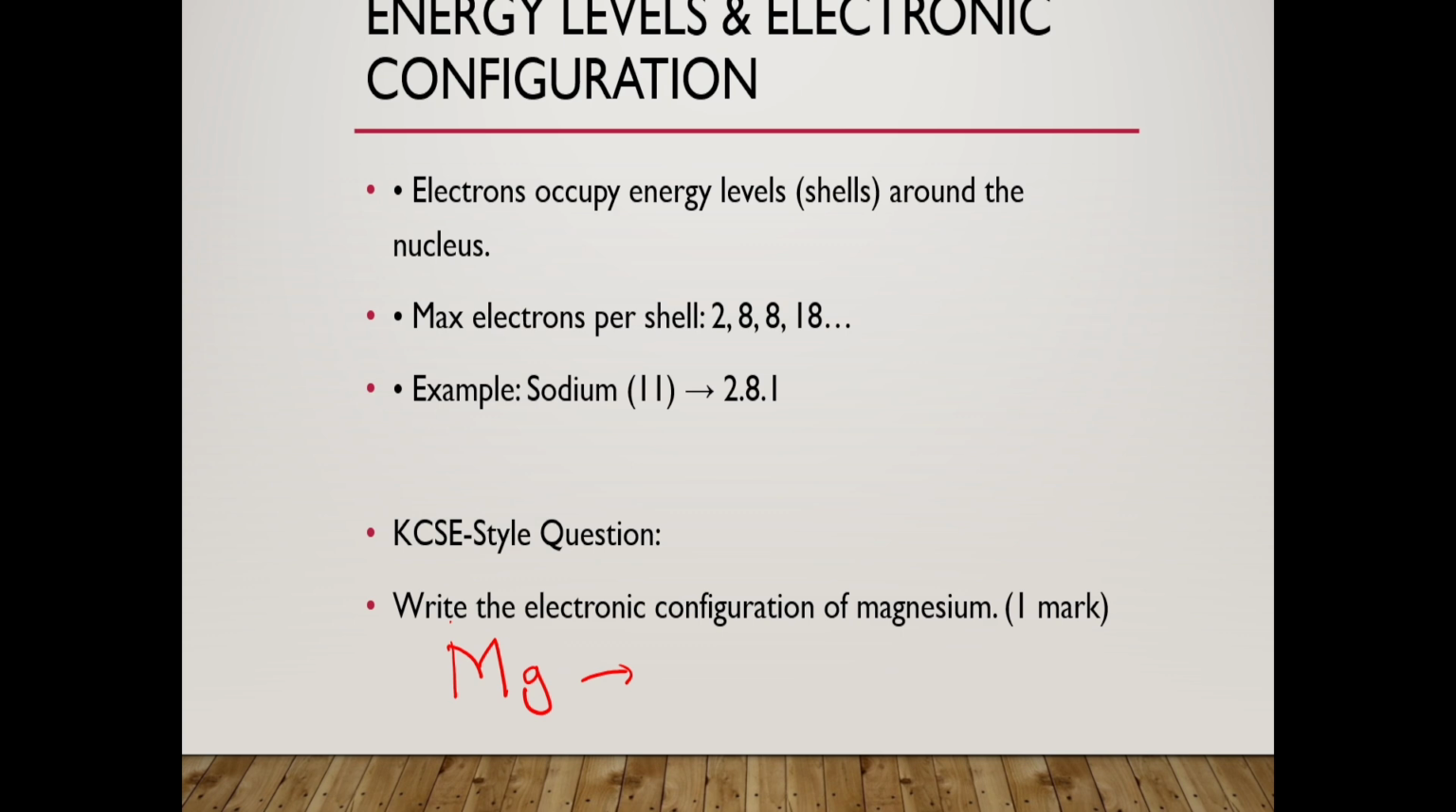So 12th position. Okay, 12th position. So it means that it has 12 electrons. It will take 2 in the first energy level. It remains with 10. The second energy level will take 8. It will remain with 2, and then the last 2 will be put in the last energy level. So you write it as 2, 8, 2. Hope you've understood that.